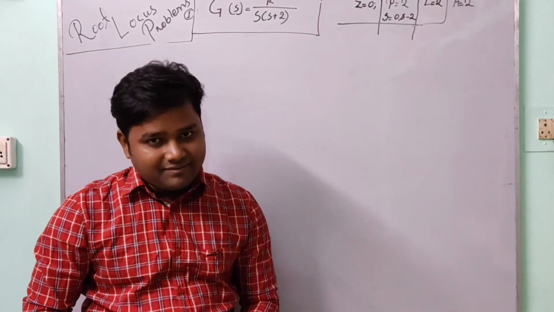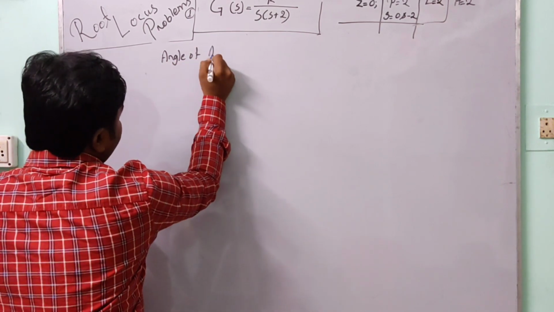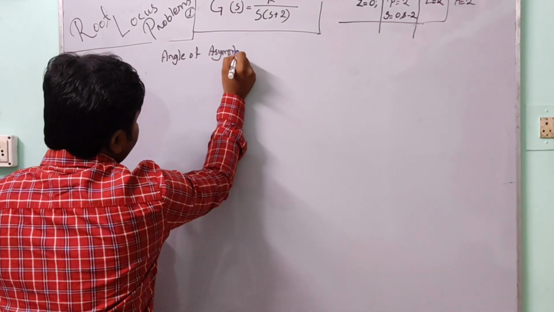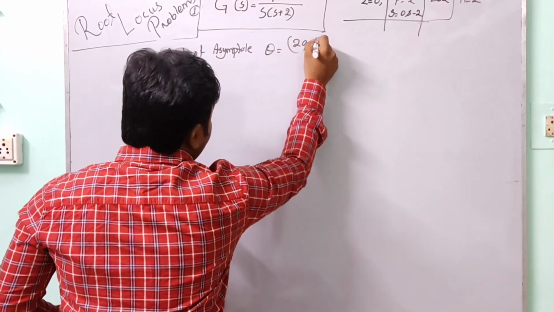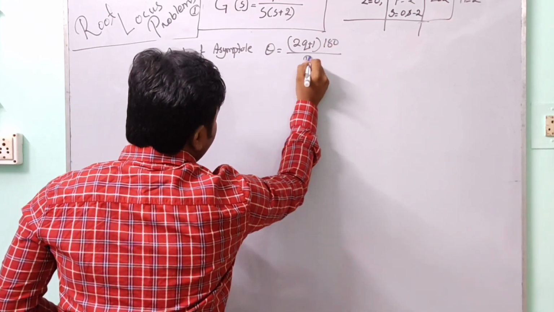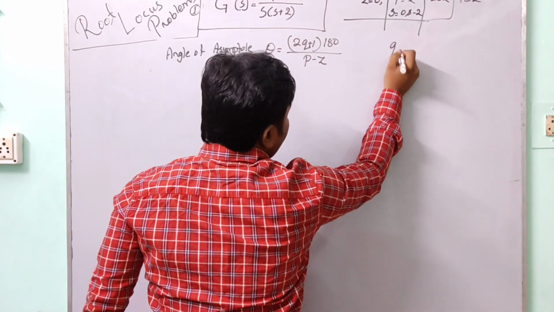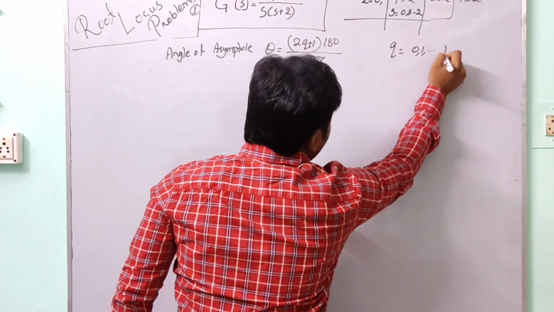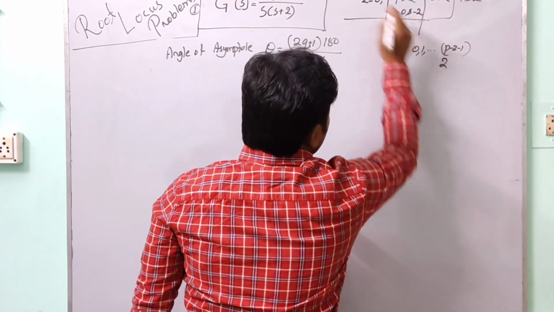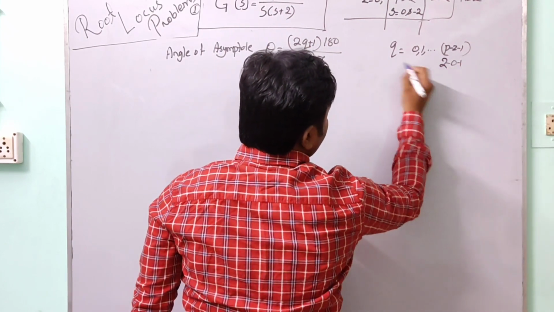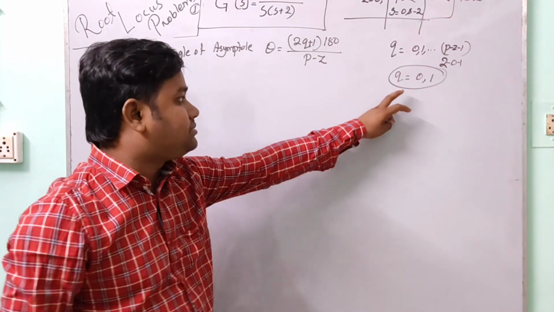Next we will go for the angle of asymptotes. The value of theta is equal to (2q + 1) into 180 degrees divided by (P - Z), and the value of q lies from 0, 1 till P - Z - 1. Here P = 2 and Z = 0, so the value of q lies from 0 to 1.